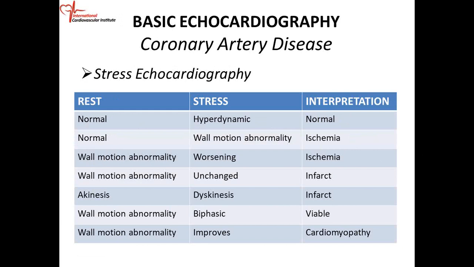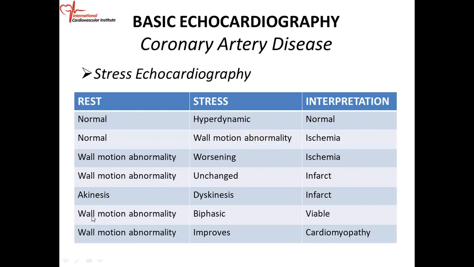But of course, if you have tethering, and again, tethering is when the normal segment pulls the abnormal segment and gives it the appearance that it's normal. So be aware of that. Again, if you have an akinetic segment, there's no thickening at rest, and then at stress it becomes dyskinetic. That again, infarcted muscle. Okay.